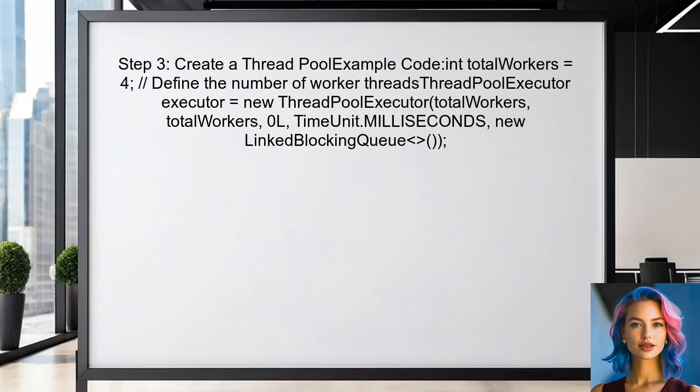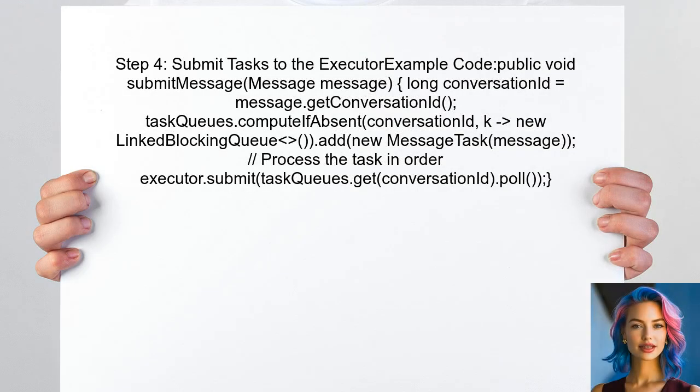Now the user needs to create a thread pool using the ThreadPoolExecutor. This will allow multiple threads to process messages concurrently while ensuring that messages with the same conversation ID are processed in order. Finally, the user should implement the logic to submit tasks to the executor. For each incoming message, the user will retrieve the corresponding queue and submit the task to that queue, ensuring that the order is preserved.